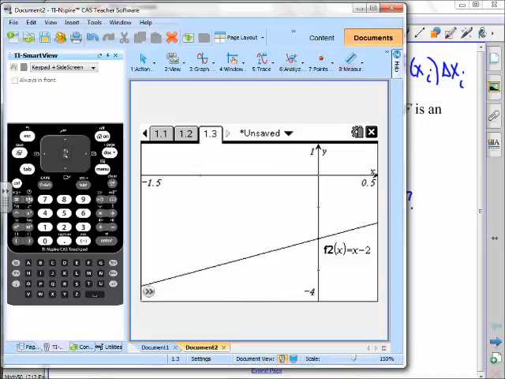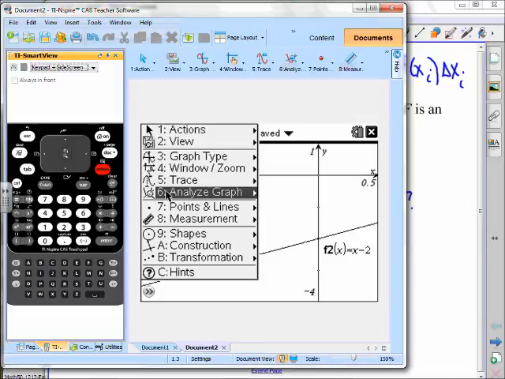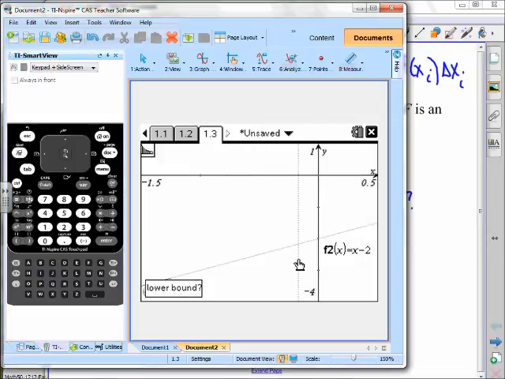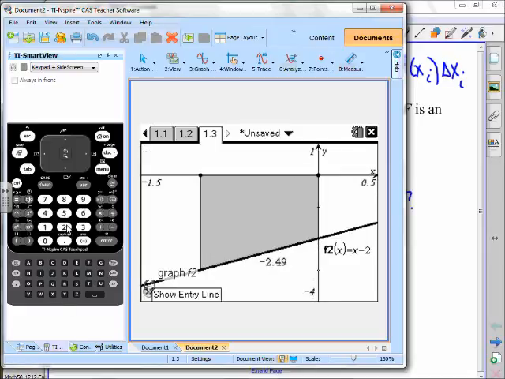Now I'm wanting to integrate from negative 1 to 0, and so we'll just do analyze graph. Now remember, you don't have this when it comes to the press to test. So just be very aware that you don't have this feature when we do press to test. So our area should be negative 2.49. Again, if it's below the input axis, it will be a negative quantity.